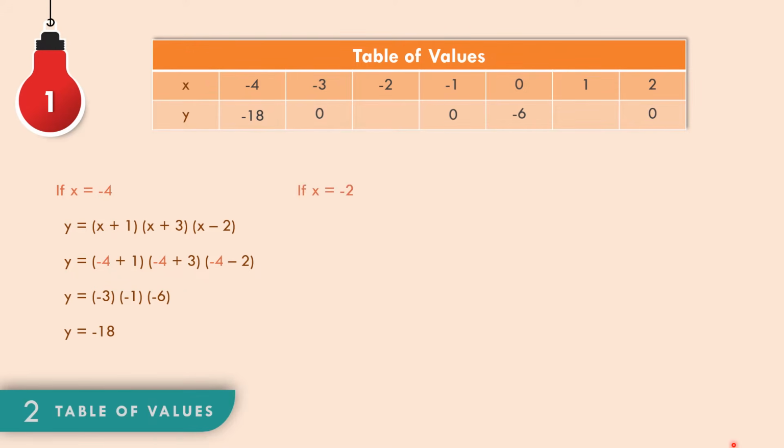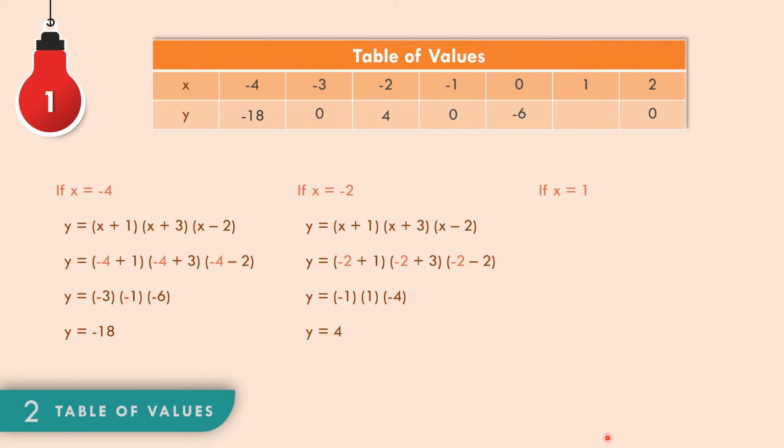What if x is equal to negative 2? So let us replace all the values in the given equation. That becomes negative 2 plus 1, negative 2 plus 3, negative 2 minus 2. Negative 2 plus 1 is negative 1. Negative 2 plus 3 is 1. Negative 2 minus 2 is negative 4. So the value of y is equal to positive 4. If x is equal to negative 2, y is equal to positive 4.